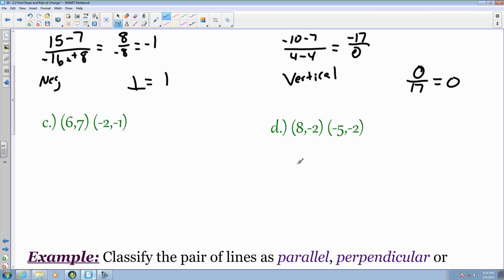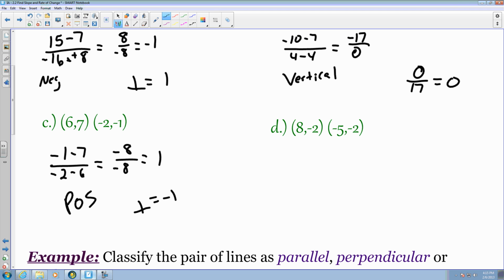So if I look at C, again, I'm going to go negative 1 minus 7 divided by negative 2 minus 6, which equals negative 8 over negative 8. And that would equal 1. This is a positive slope. If I had a slope that's parallel, the slope would be 1. If I had a perpendicular, it would equal a negative 1. Flip the fraction, change the sign.